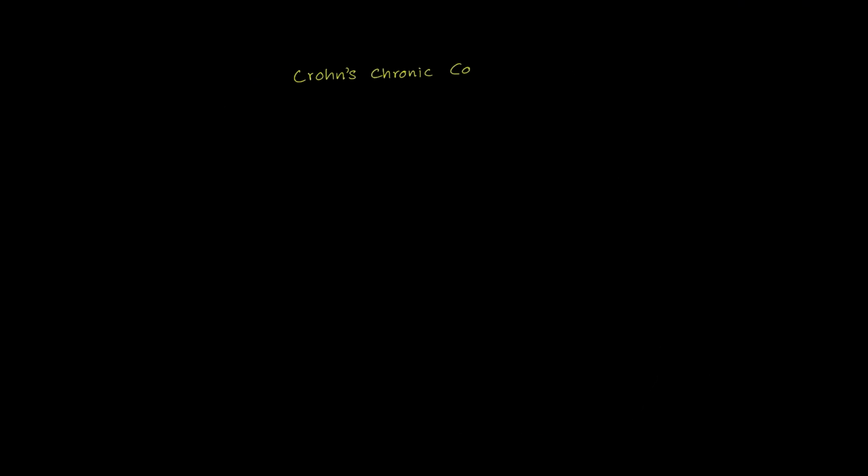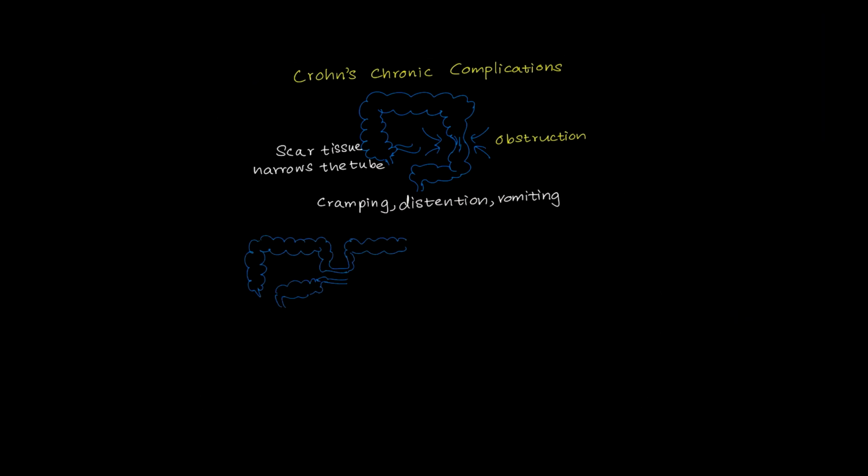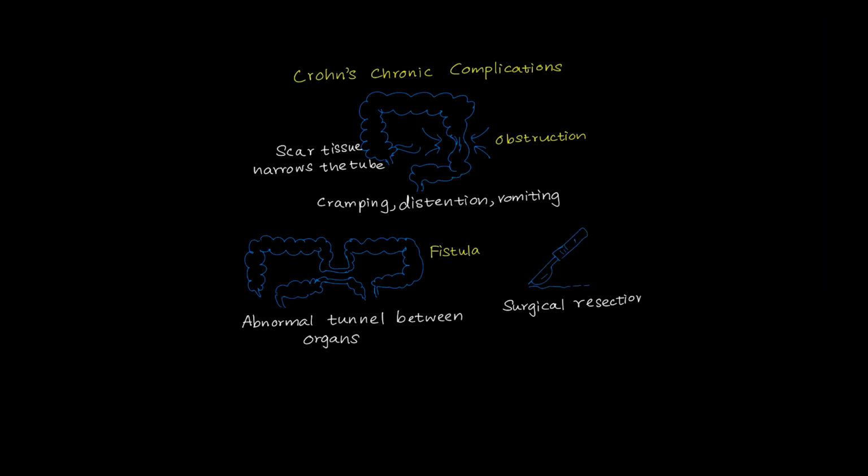Long-standing Crohn's disease scars the bowel over years of repeated inflammation, and the classic complications are obstruction and fistula formation. Scar tissue narrows the intestinal lumen, so food and fluid cannot pass through, which causes cramping, distension, vomiting, and absent stools. Fistulas are abnormal tunnels that burrow between loops of bowel or into nearby organs, like the bladder or skin. Both complications may require surgical resection to fix.